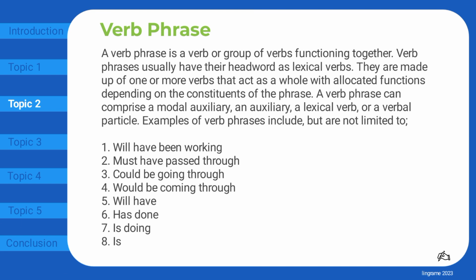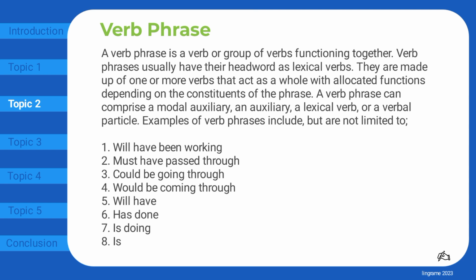Verb phrase. A verb phrase is a verb or group of verbs functioning together. Verb phrases usually have their head word as lexical verbs. They are made up of one or more verbs that act as a whole with allocated functions depending on the constituents of the phrase. A verb phrase can comprise a modal auxiliary, an auxiliary, a lexical verb, or a verbal particle.